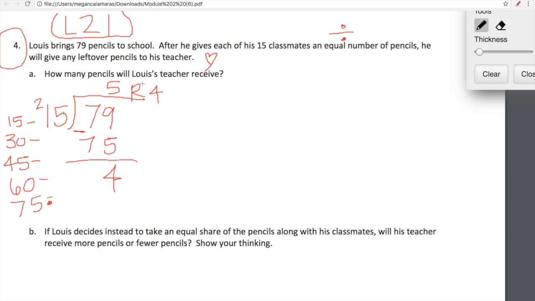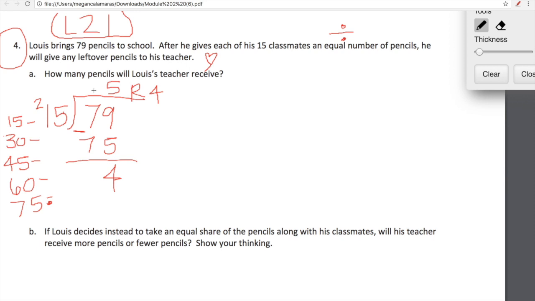Okay, so Lewis brings 79 pencils to school. It's a lot of pencils. Secret word, by the way, is gravy. After he gives each of his 15 classmates an equal number of pencils, he will give any leftover pencils to his teacher. How many pencils will Lewis's teacher receive? What a sweet kid this guy is.